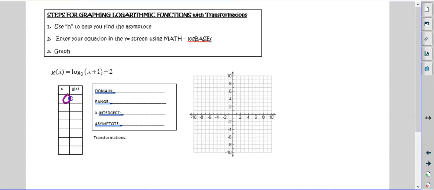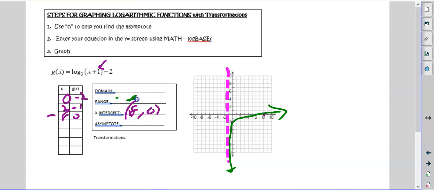So we have 0, negative 2. We have 2, negative 1. And we have 8, 0. So 0, negative 2, 2, negative 1, and 8, 0. Again, there's my x-intercept right there. All right. Again, right here, inside lies. So negative 1 is my asymptote. So when I draw this, it's going to connect the dots and then just ride down that line.